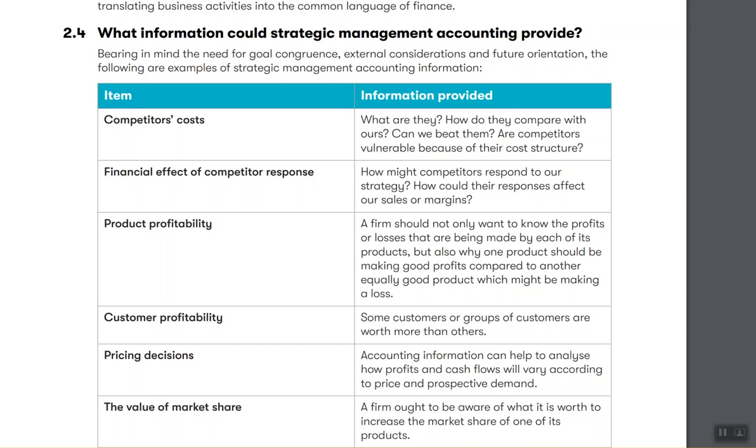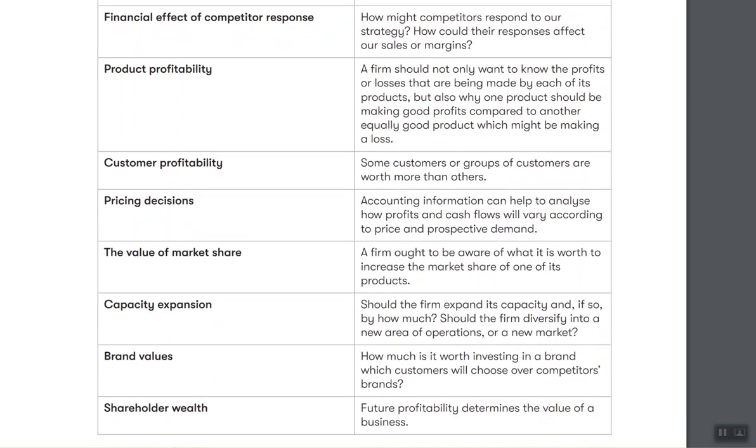Product profitability, getting strategic information will tell us whether our product will be profitable or not, which we could use in life cycle costing and stuff. Customer profitability, like having customer life cycle, customer loyalty. So we want to know whether having a customer for a long time is profitable or not. We could use information for better pricing decisions. You will study that in the pricing chapter. The value of market share. Is it important to increase our capacity?